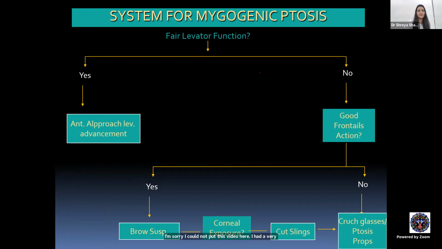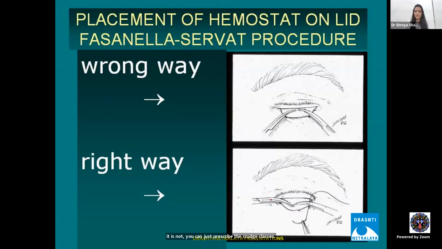Whenever there is a fair levator function, you can approach with the anterior approach, the levator advancement. And when it is not good, you can check the frontalis action. If it is good, you can just do brow suspension. And if it is not, you can just prescribe crutch glasses. We have three techniques available: Fasanella-Servat, that is a conjunctival Müllers muscle resection, and then levator resection.